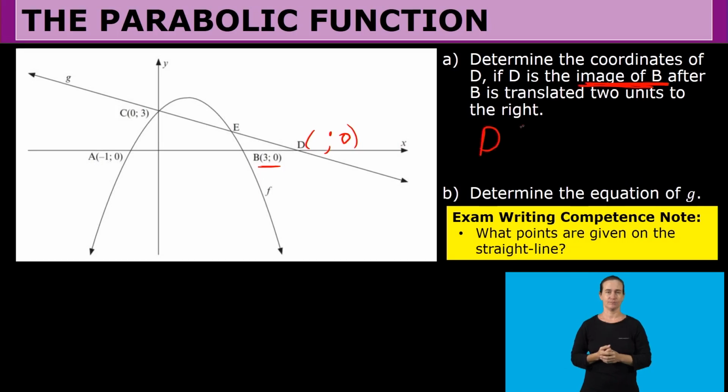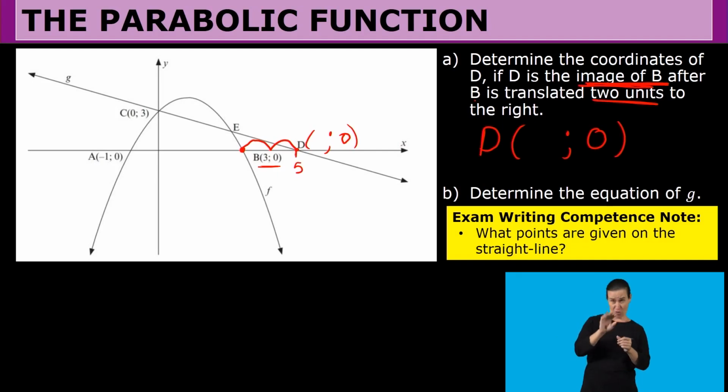So when it comes to the coordinates of D, we know that our y value is going to be 0. And then when it comes to the x value, we've been told that B is translated 2 units to the right, which means that we are going to be moving from this 3 and we are going to move 2 units for us to get to that D, which means that the value there is going to be 5, because when we move from 3 2 units to the right, then we are at a value of 5. So that is the coordinates of D. Let's look at the next question there.